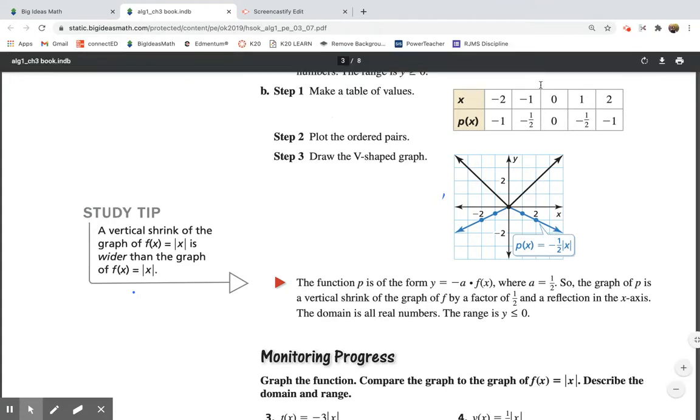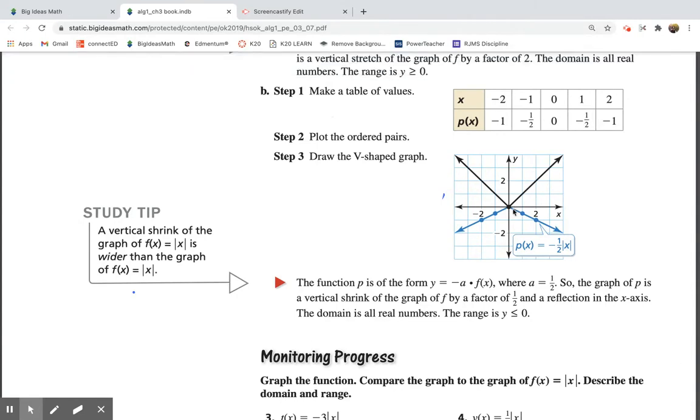If we plug in 0, we just get 0, 1 we get negative 1/2, and 2, negative 1. So then we graph those. So negative 2, negative 1, negative 1, negative 1/2, 0, 0, 1, negative 1/2, and 2, negative 1. So if you notice, it stretched, and it flipped because of that reflection. We had two things happen on that one.